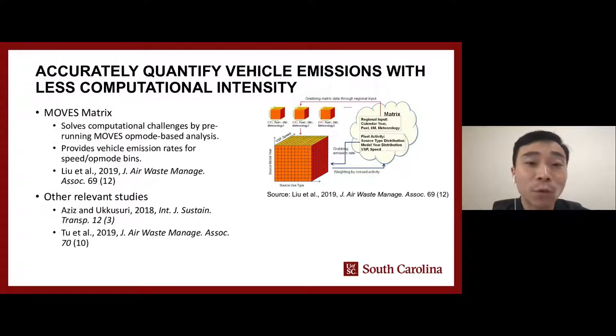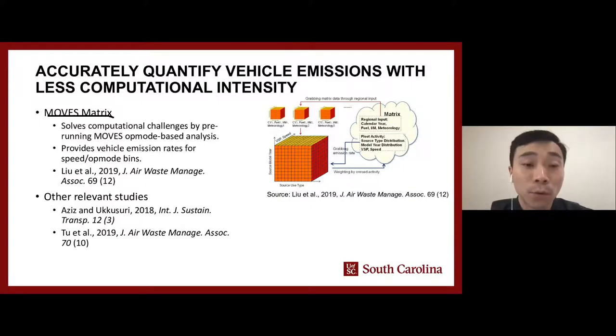For example, this MOVES matrix model, which was proposed by Liu et al., tried to solve the computational challenge by pre-running the MOVES operating mode based analysis. Basically, they ran thousands of scenarios for each type of speed or operating bin case, and then prepared the emission rate for each type of case.